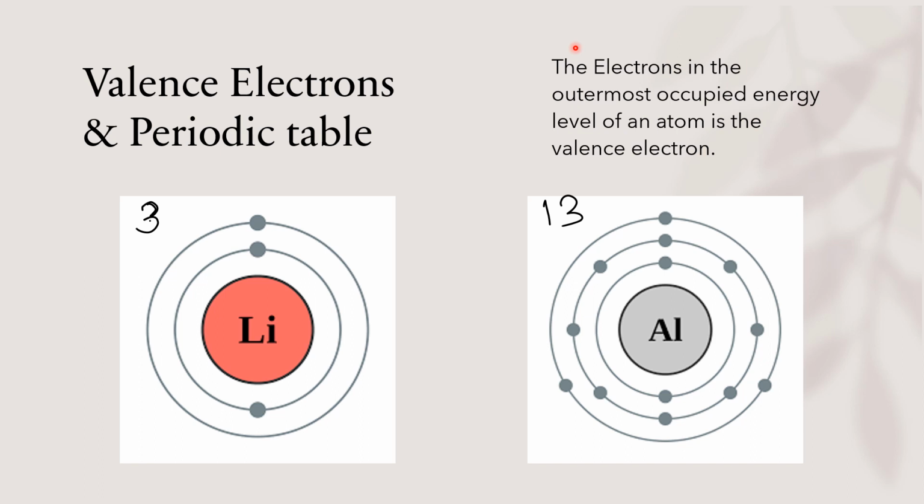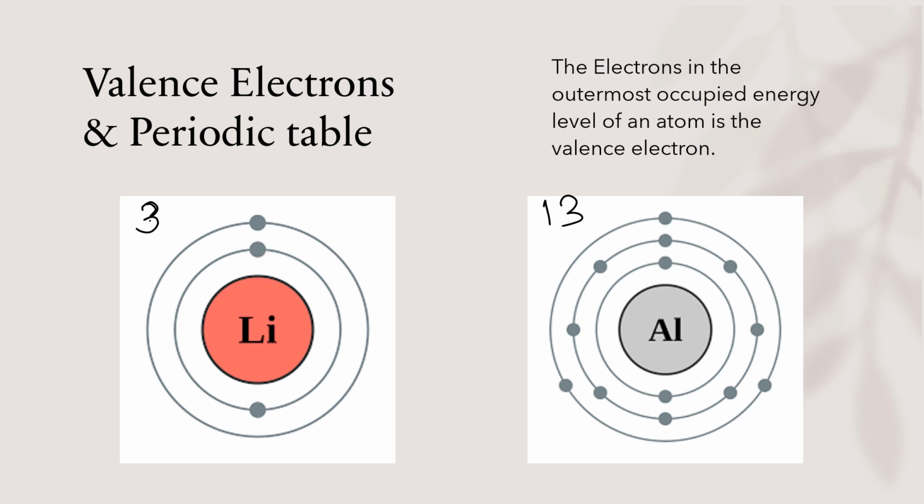What are valence electrons? The electrons in the outermost occupied energy level of an atom are the valence electrons. Let us take the example of lithium and aluminium. So this is the model of a lithium atom. This is the nucleus.